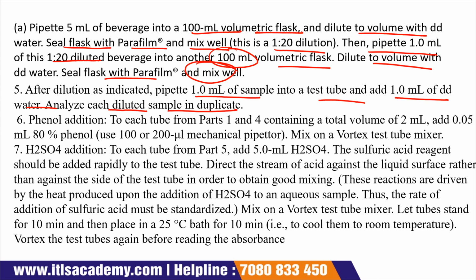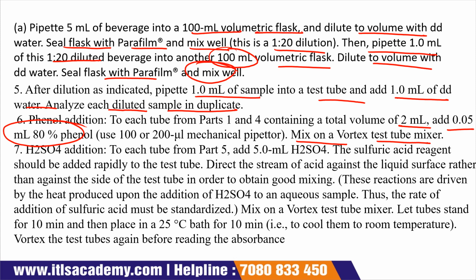Now after that we are going to add phenol. That is called the phenol addition step. In each test tube from part 1 and 4, which contains a total volume of 2 ml, we add 0.05 ml of 80% phenol. Then we mix it on a vortex test tube mixer.